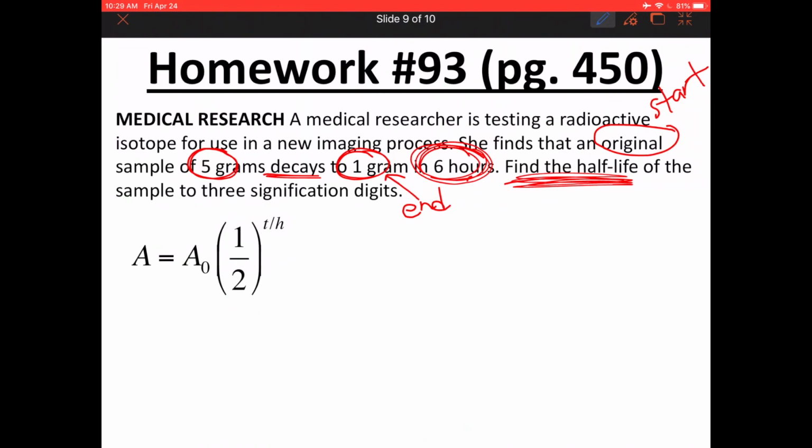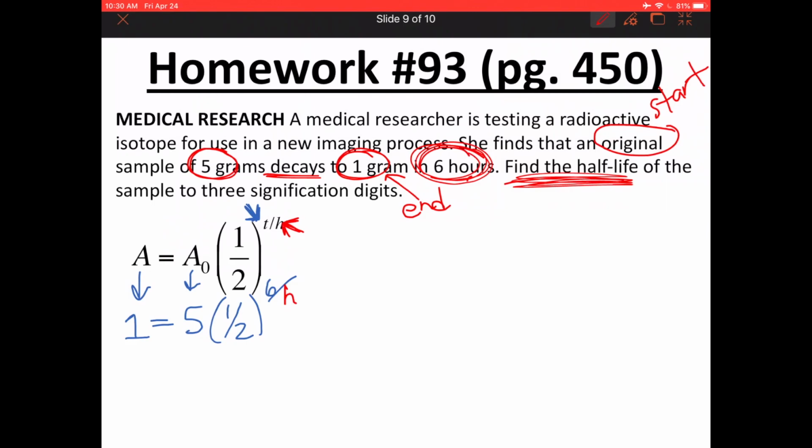So let's start plugging in. For A, the ending amount, I'm going to put 1 gram. For A sub 0, the initial amount, I'm going to put 5 grams. The 1/2 is just part of the equation. T, the time that has passed, 6 hours have passed. So I'm going to put 6. And then H is the half-life, and that's what they want us to find. So I'm going to leave H as the variable.